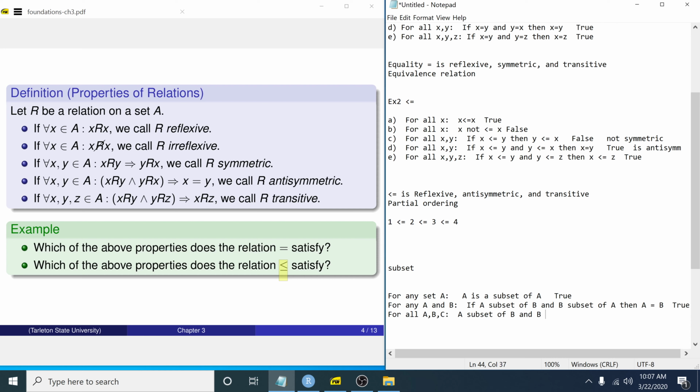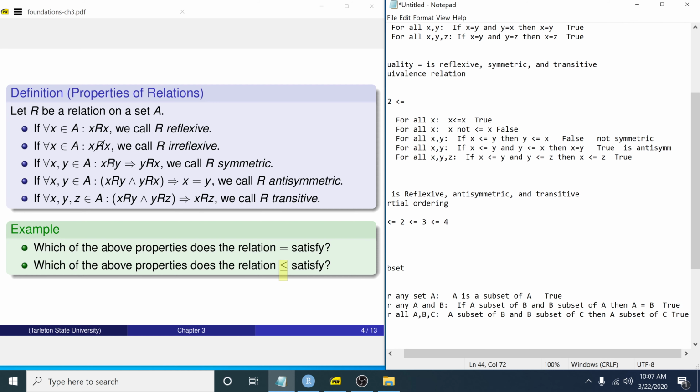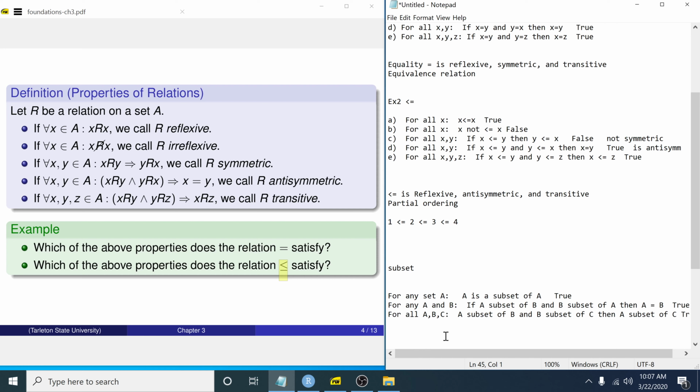And then last, we can say for all A, B, and C, if A is a subset of B and B is a subset of C, then A is a subset of C, and that is also true, right? So you can kind of draw a Venn diagram to show this. If A is completely contained in B and B is completely contained in C, then the original set A would be completely contained in C. And we could also write a formal proof for this, right? I think you guys have even written one of these proofs in a previous homework assignment.